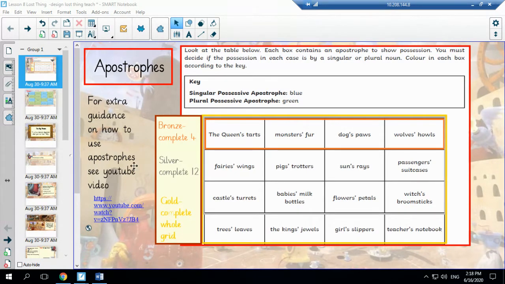If you would like some extra guidance, because we know it's been a while since we've looked at this punctuation point, we've also included a YouTube link to a video for some extra guidance. So when you're ready to move on, you can press play for the answers which are on the following slide.